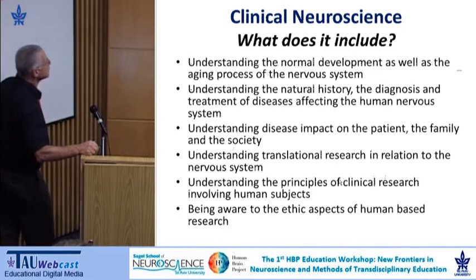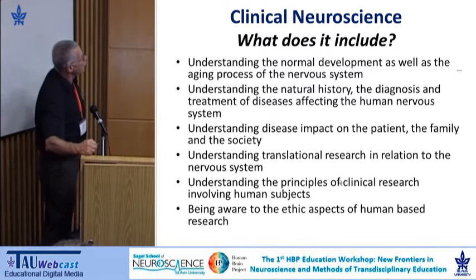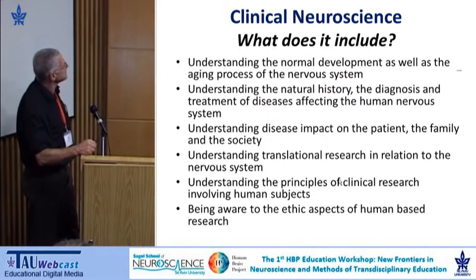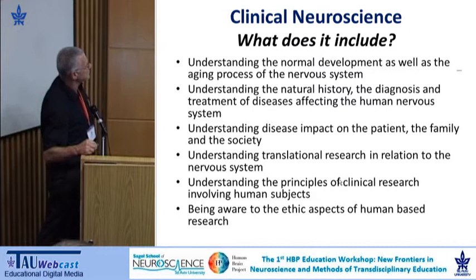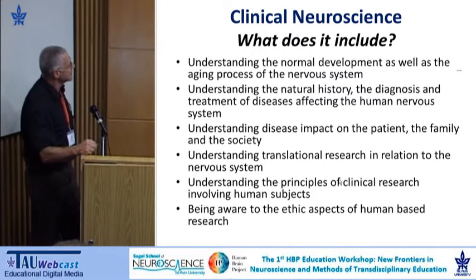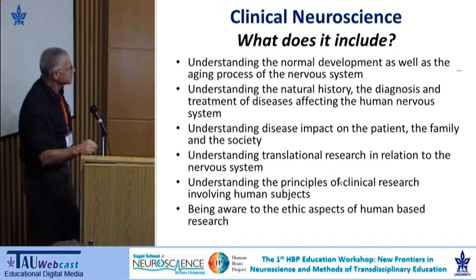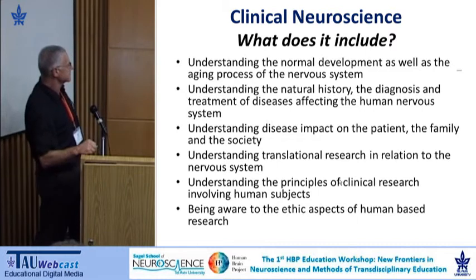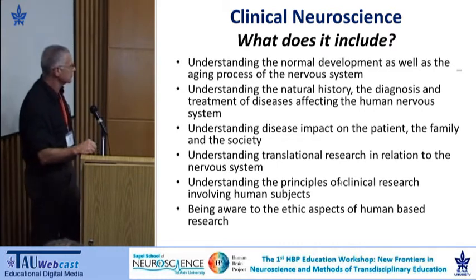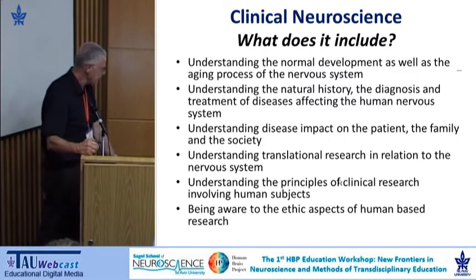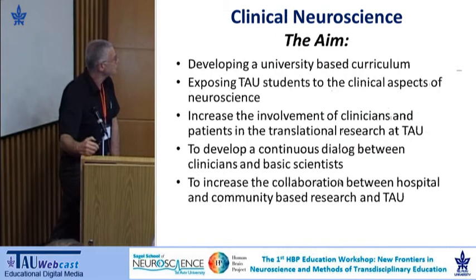So what does it include, the clinical neuroscience? Normal development and the aging aspects of the nervous system, understanding the natural history, the diagnosis and treatment of diseases affecting the human nervous system, understanding disease impact on the patients, the family, and the society, translational research in relation to the nervous system, understanding the principle of clinical research involving human subjects, and the ethic aspects that all are part of this whole clinical neuroscience world.